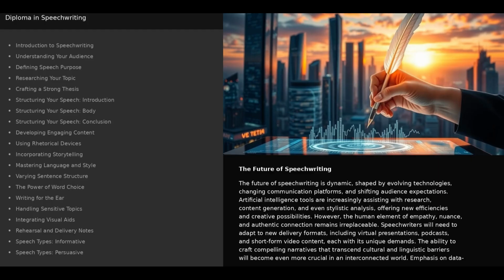Speechwriters will need to adapt to new delivery formats, including virtual presentations, podcasts, and short-form video content, each with its unique demands. The ability to craft compelling narratives that transcend cultural and linguistic barriers will become even more crucial in an interconnected world. Emphasis on data-driven insights for audience analysis will continue to grow, allowing for even more personalized and impactful messages. Ultimately, while tools and platforms may change, the fundamental principles of clear, persuasive, and ethical communication will endure, ensuring the continued relevance of skilled speechwriters. The human voice, amplified by thoughtful writing, will always be powerful.